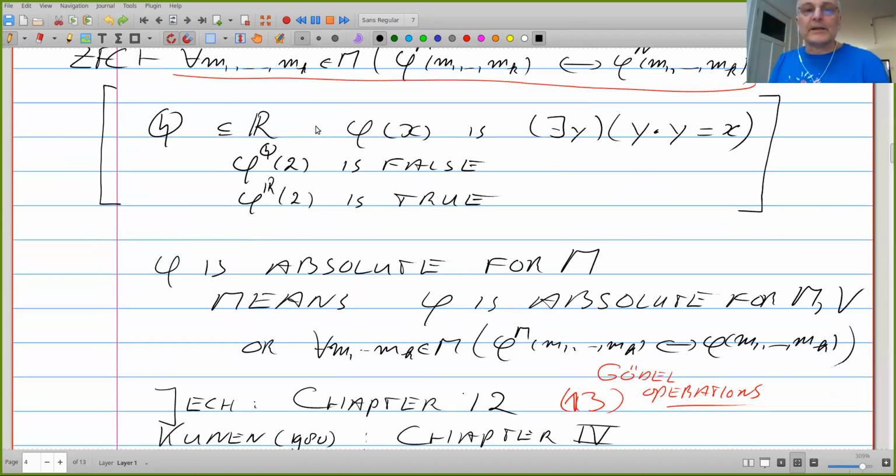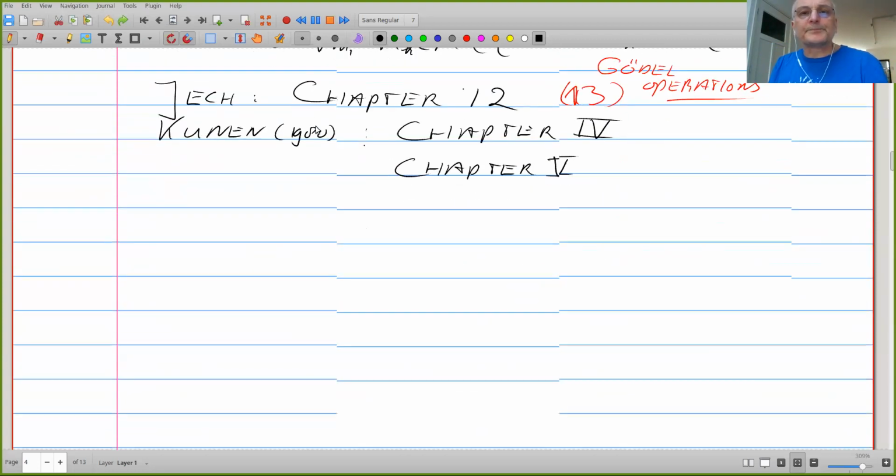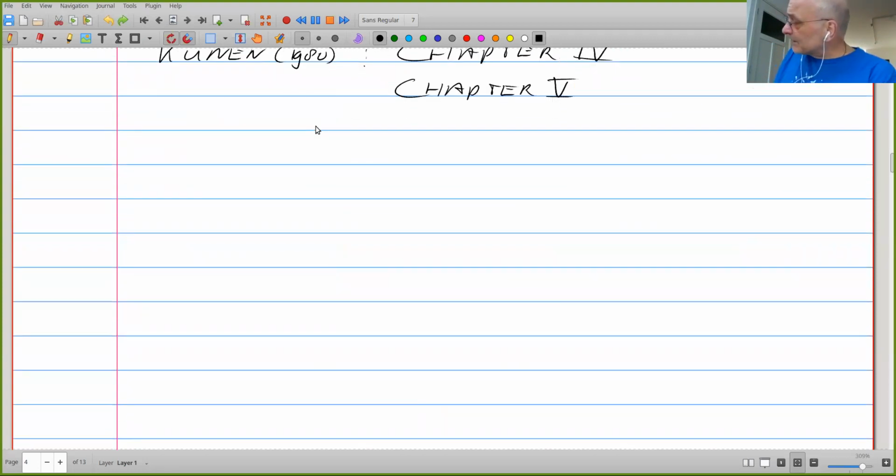All right. We need to talk about, say, the closure properties of absolute formulas. Easy to check.